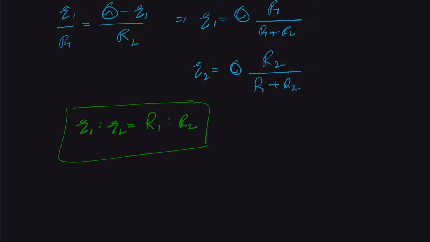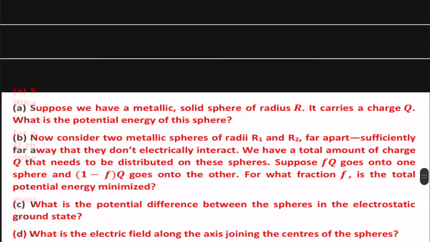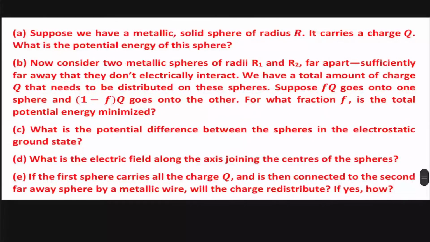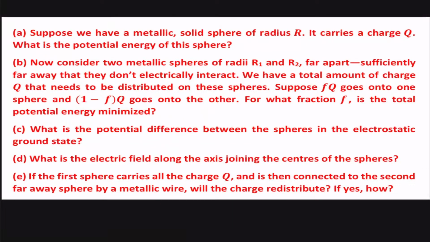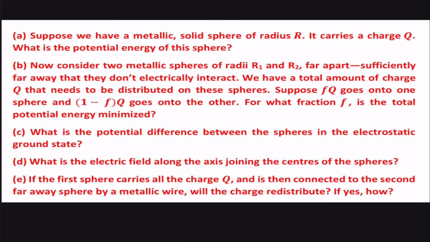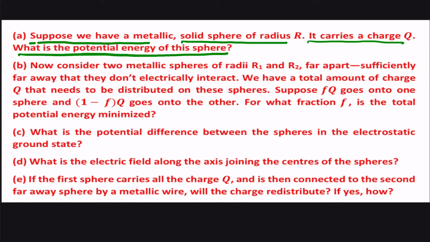And the next question is somewhat similar to this one, but it is framed in quite a different way. We'll see to that. There are some extra questions to that also. So we are given a metallic solid sphere of radius r. It carries a charge q. What is the potential energy of this sphere? So this is the basic one.